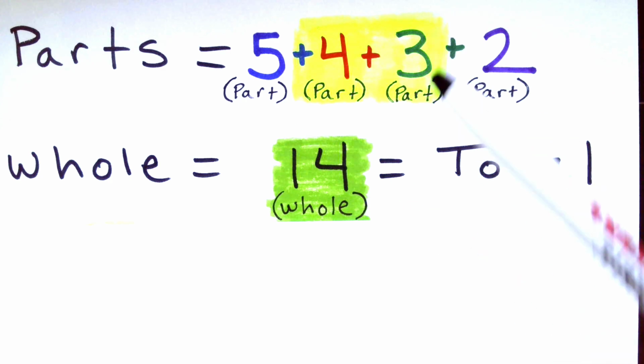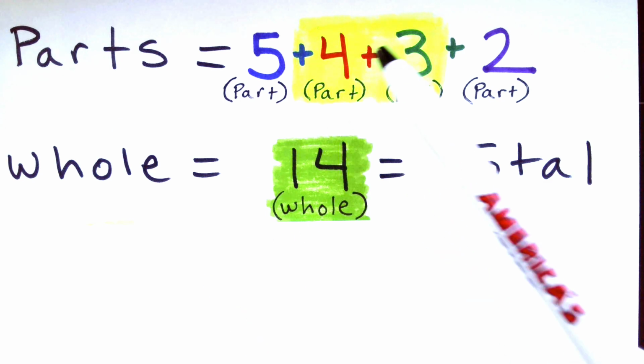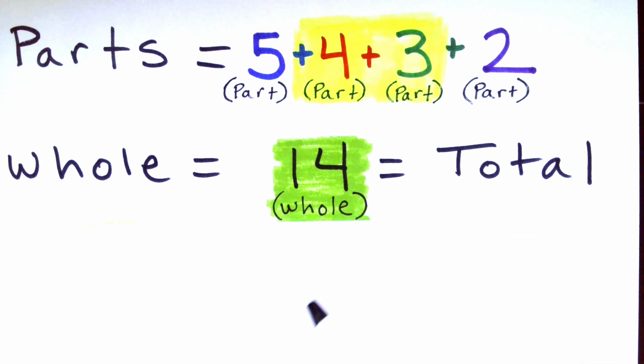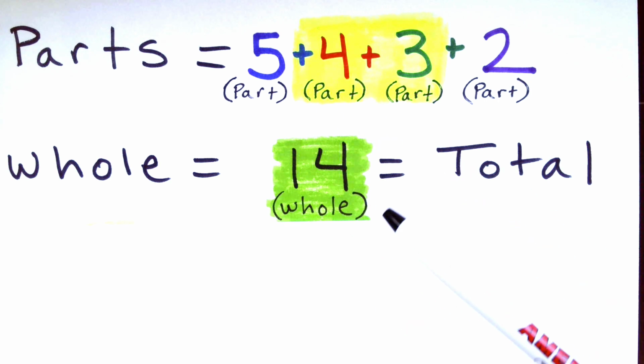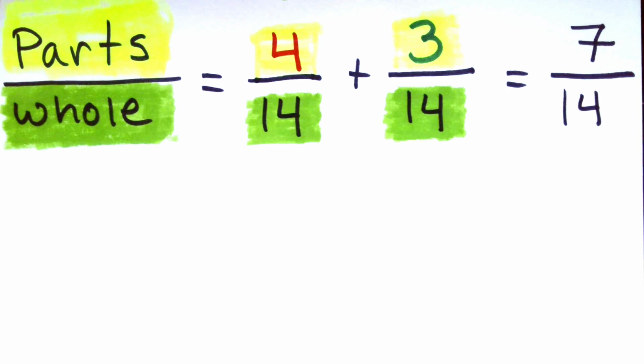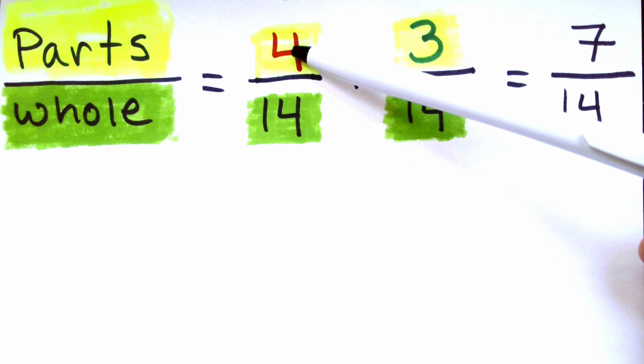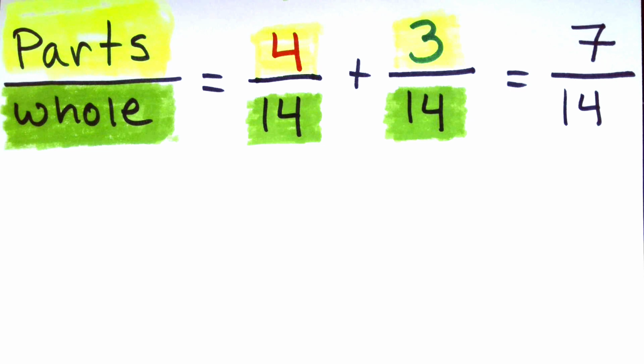So you're going to add them, but you can't add them till you know for certain the denominator is the same. The top part of our fraction is going to be 4 and 3. The bottom, or the whole part of our fraction, is going to be 14. So 4 over 14 plus 3 over 14 equals... You said 7/14. You're absolutely correct. We got 4 red coins over 14 total possible coins, plus 3 green coins out of a total of 14 possible coins. The denominators are the same.